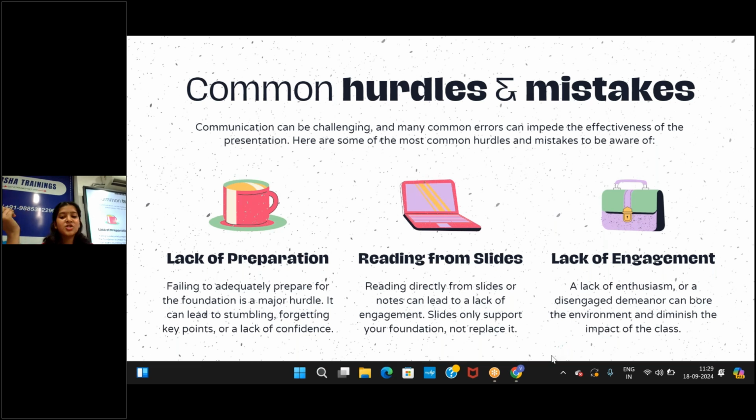Good. Pranay has just pointed out another basic requirement when you speak: loud and clear. When you're speaking, you need to be clear.